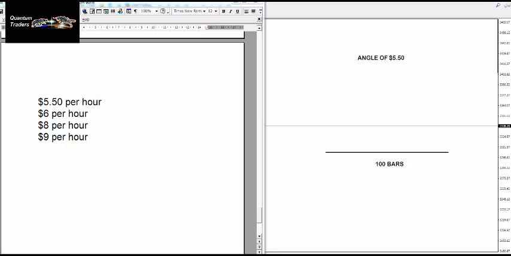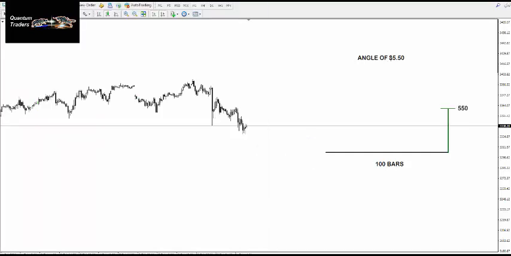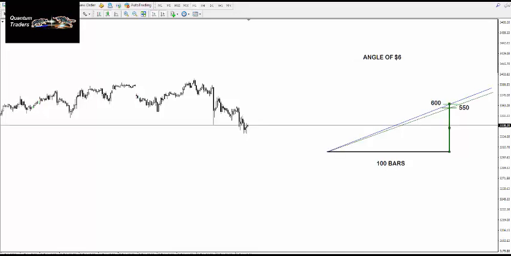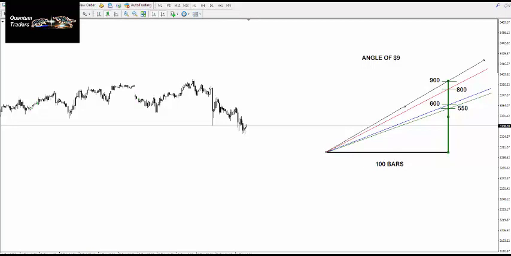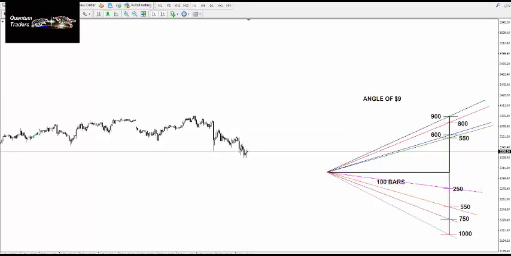So $5.50 becomes $550. This means we need to use 100 bars in time. So draw a horizontal line 100 bars long and count up 550 pips. That gives us our first angle of $5.50. So now add in the $6 per hour, the $8 and the $9 per hour. Don't forget to multiply them both by 100 as we did with the time axis. Now you've got all the strong up angles for the hourly chart of the S&P 500. We do exactly the same for the down angles, and pretty soon you'll have all the angles marked on your chart.